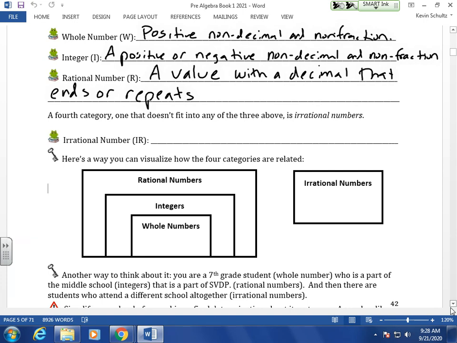And then the fourth category that's kind of separate from all of these is the irrational numbers. Those are numbers that, what? Again, if you're not sure, flip back a page to CO1. Those irrational numbers are different from all the other three. A value with a decimal that doesn't end or repeat.